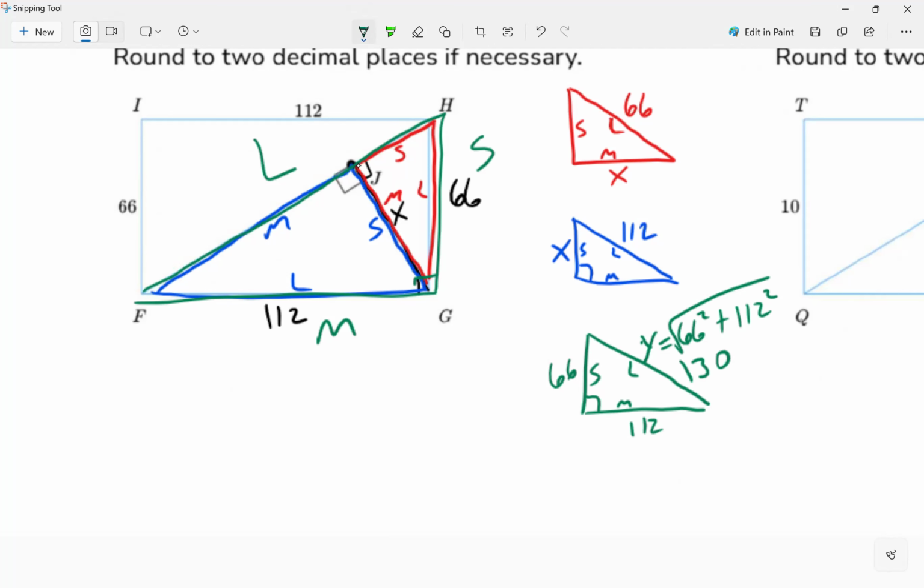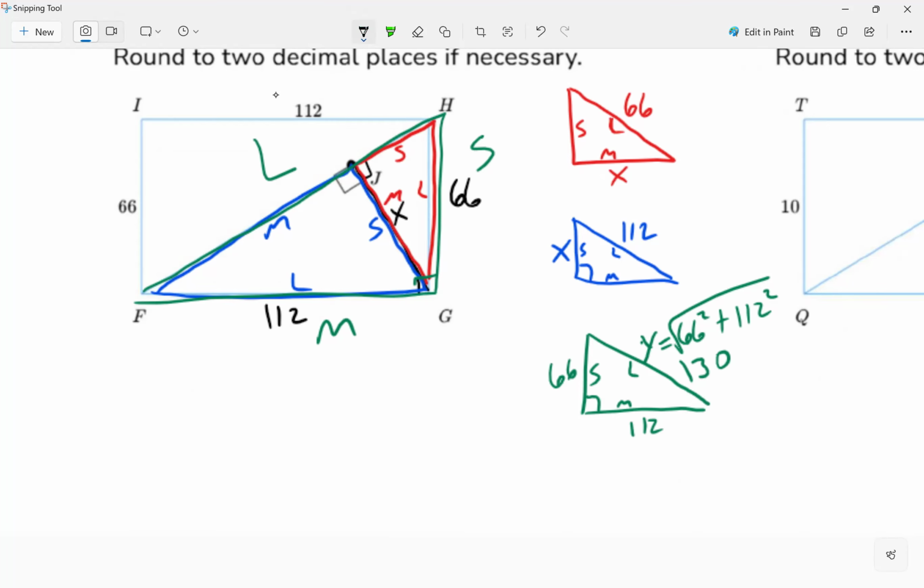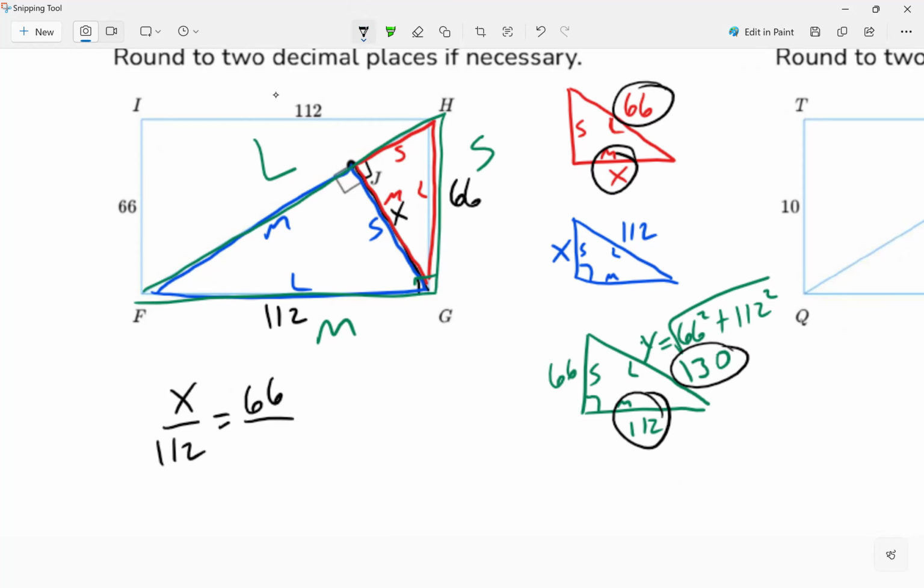I have all three sides from my green triangle, right? That's 130. I can solve for x now. What should I use? Which sides should I use? Let me use the red triangle, just because my numbers are smaller than the blue triangle. So from the red triangle, I have the values x and 66. X is the medium side, so x goes with 112. 66 is the large side, and that goes with 130.